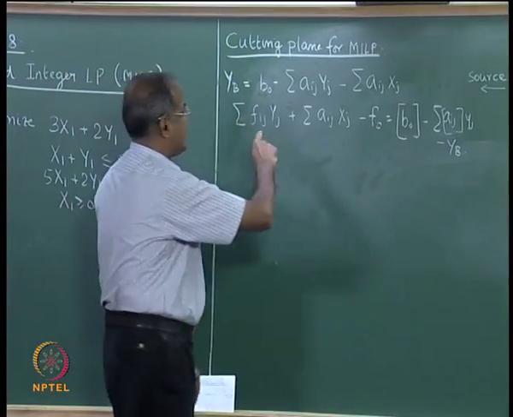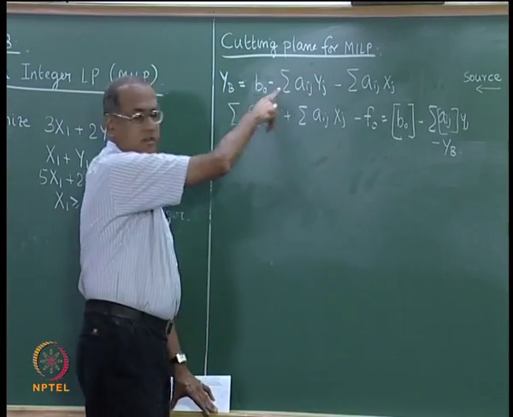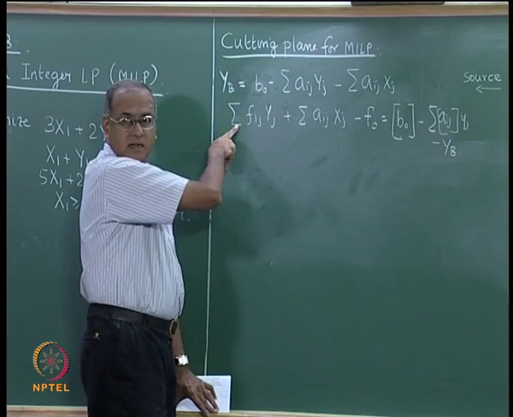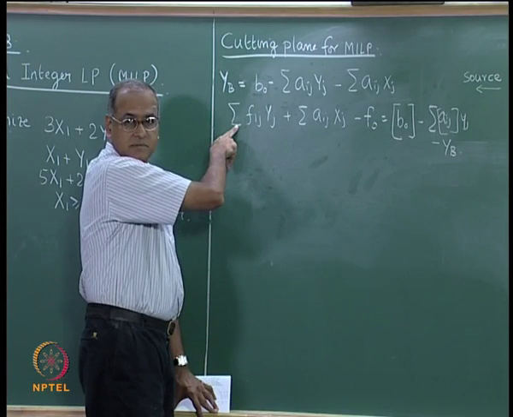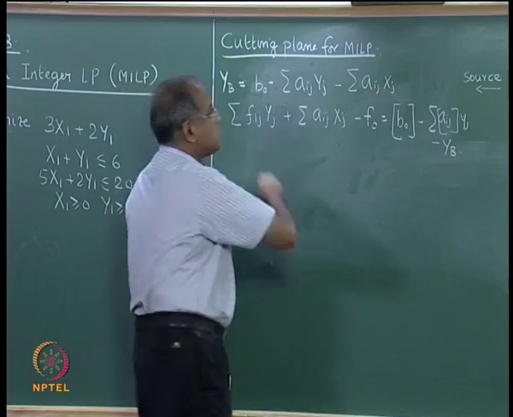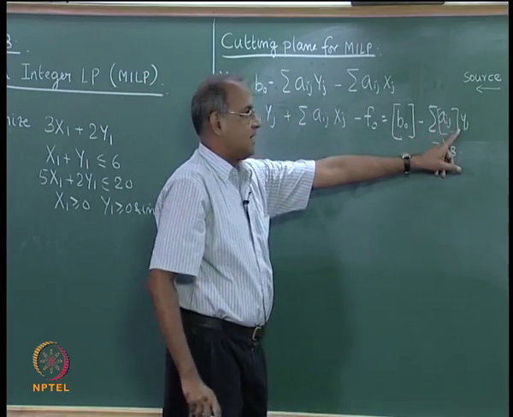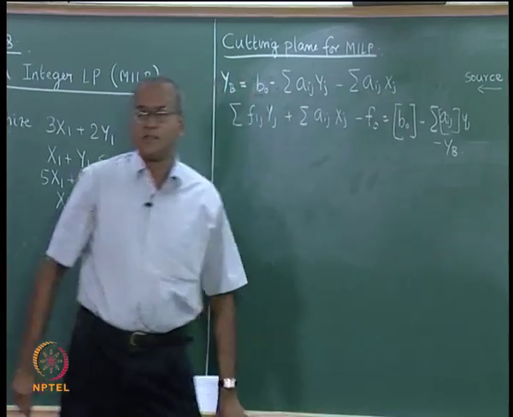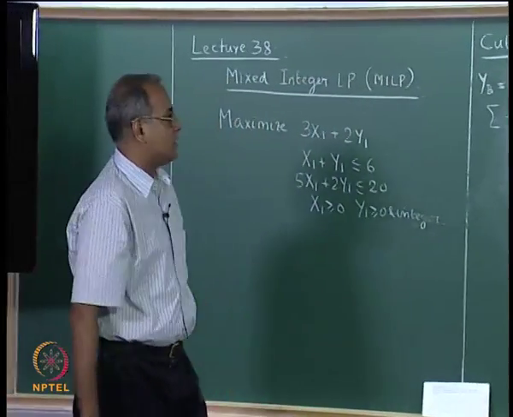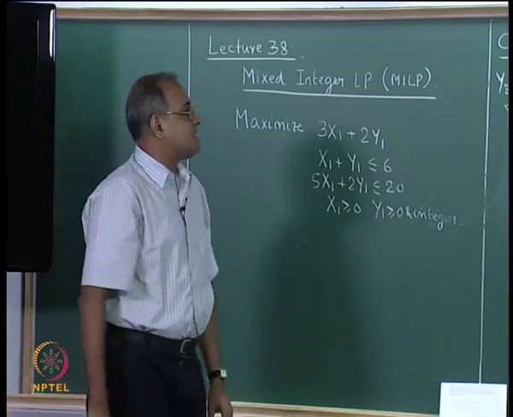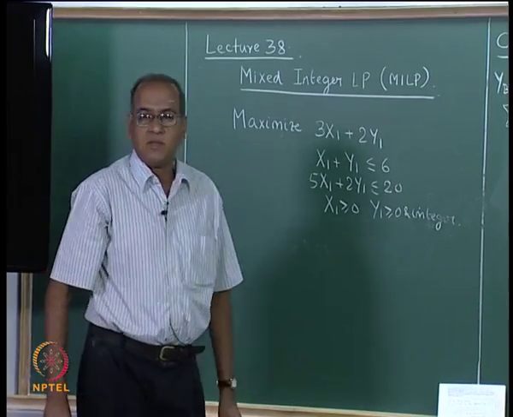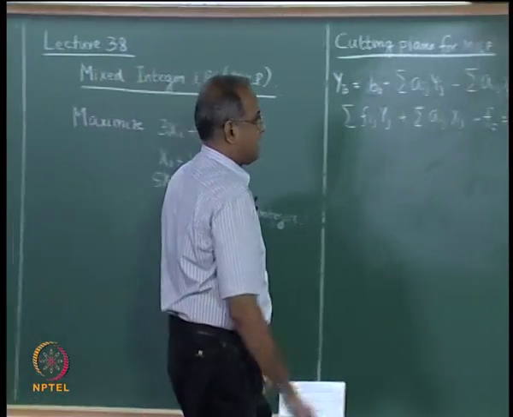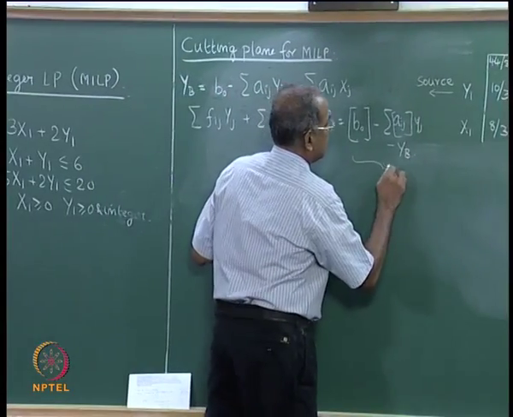So, Fij Yj, there is already a negative sign. So, the fractional component comes to this side, Fij Yj. So, the lower integer component lies here. So, this is how this particular equation is rewritten from the original equation. Now, what is the advantage of writing it that way? The advantage of writing it that way is this portion is an integer.